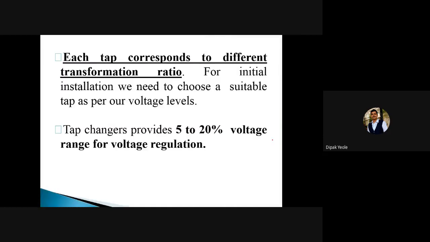Now we are interested in the application or the working of this on-load tap changer. Here you can see each tap corresponds to a different transformation ratio. For initial installation, we need to choose a suitable tap as per our voltage levels. The tap changer provides a limit to the voltage change, 5 to 20% voltage range for voltage regulation.